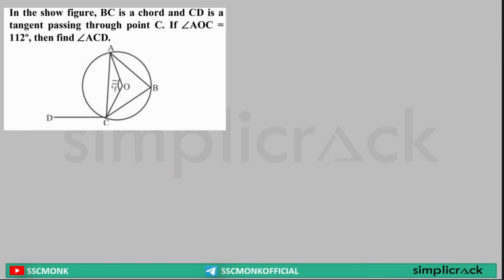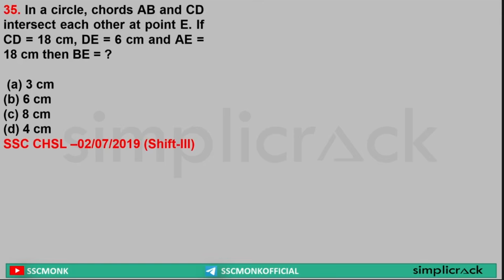Next. In the given figure, BC is a chord, perfect. CD is a tangent, perfect, passing through the point C. AOC is equal to 112 degree. ACD is equal to what? See what I told you, if this is 112, the angle B will be 180 minus 112 divided by 2. That is equal to 68 by 2, that is equal to 34 degree. If this is 34 degree, by alternate segment theorem, ACD is also 34 degree. Clear?